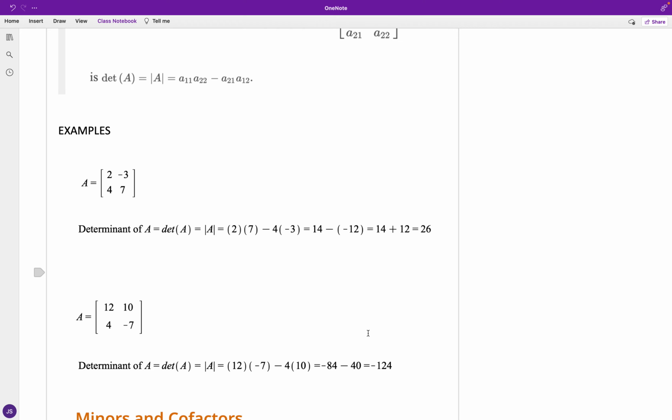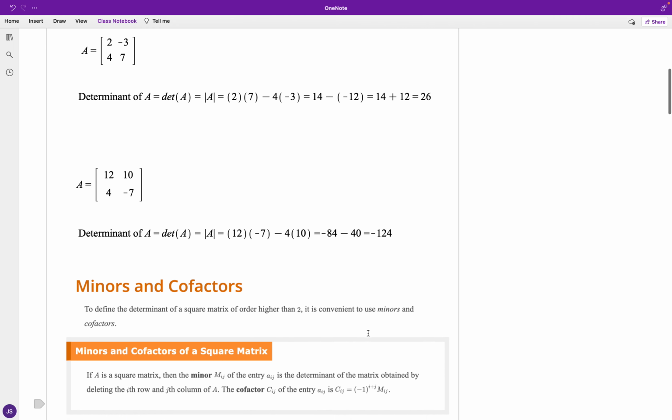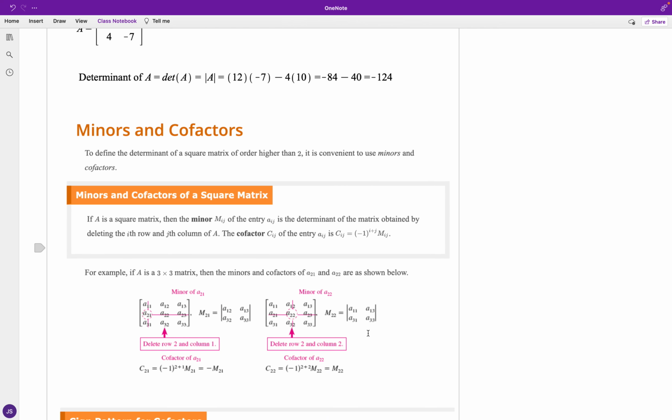And looking at square matrices that have more rows and columns, and just providing a bit of a segue, we have what are referred to as minors and cofactors. And it says here, to define the determinant of a square matrix of an order higher than 2, it is convenient to use minors and cofactors.